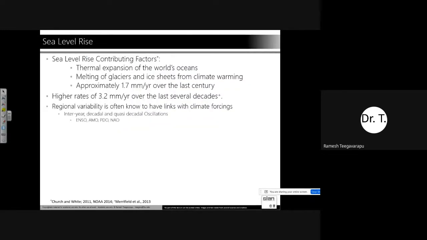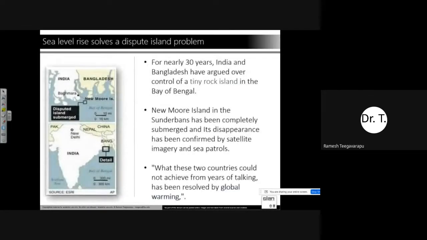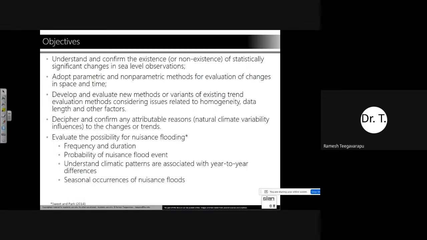So what are the contributing factors? Thermal expansion, melting of glaciers, and we see that there is an increase in the sea level rise. Sometimes sea level rise will solve some problems also. For example, there was an island which India and Bangladesh were fighting for, and then because of the sea level rise, the island got submerged, and we are no longer fighting. So this is very ironical that sometimes sea level rise will also solve problems for us.